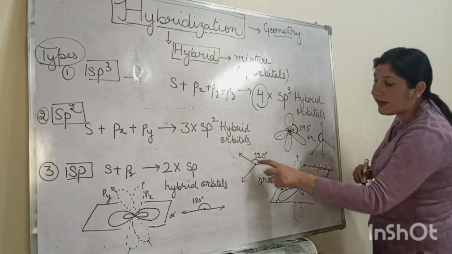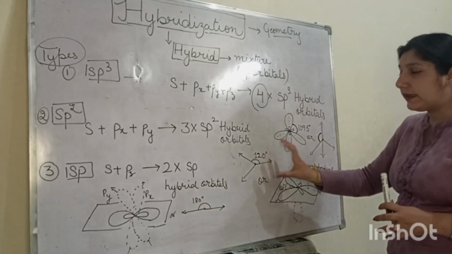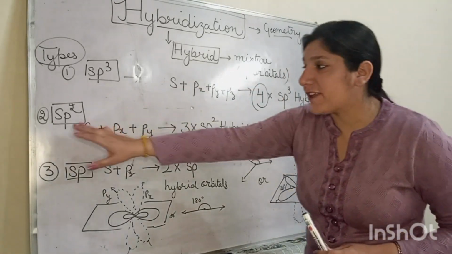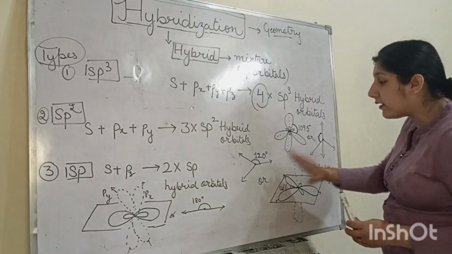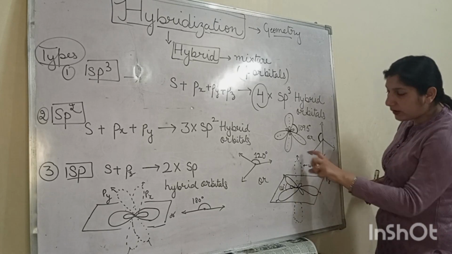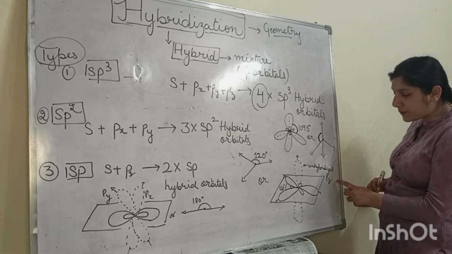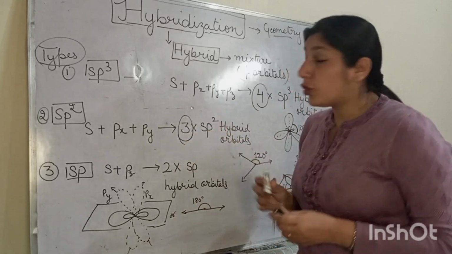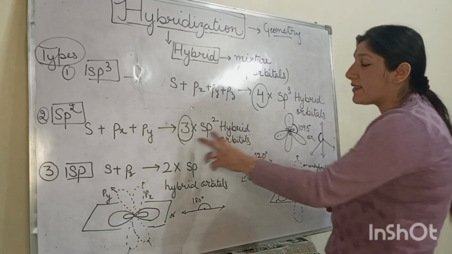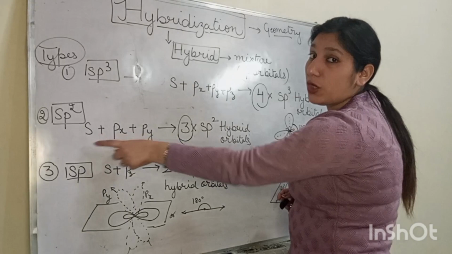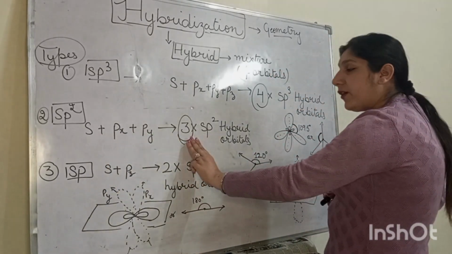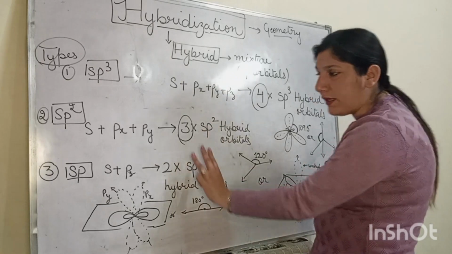Now since they are at 120 degrees, they are planar. The molecule that is formed out of sp2 hybridization is planar. The dotted line shows the unhybridized pz orbital. Now here also the number of new orbitals that are formed is equal to the sum of the original orbitals that are combining. Since 3 orbitals are combining, the hybrid orbitals that are formed are also 3 in number.